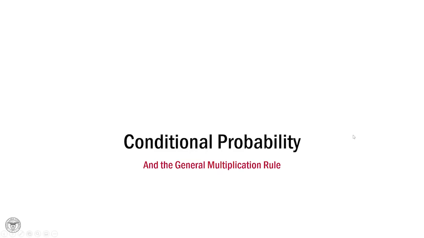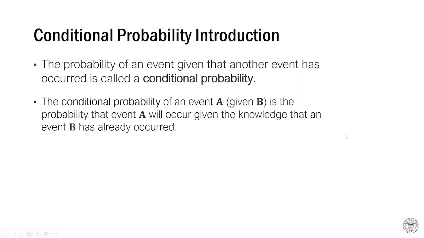We now discuss how to compute conditional probability. Conditional probability is defined as the probability of an event given that another event has occurred. In a more specific way, the conditional probability of an event A given B is the probability that event A will occur, given that an event B has already occurred. In other words, if B occurred, then what is the chance of A occurring?